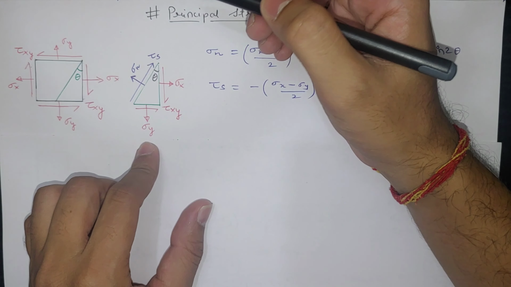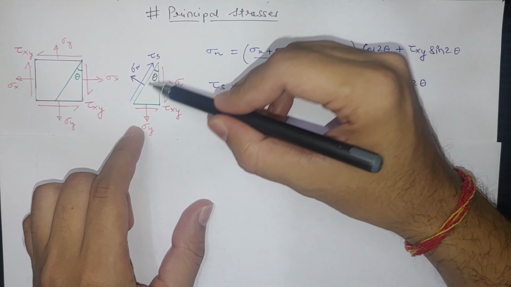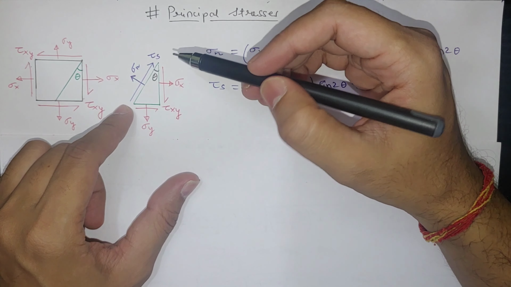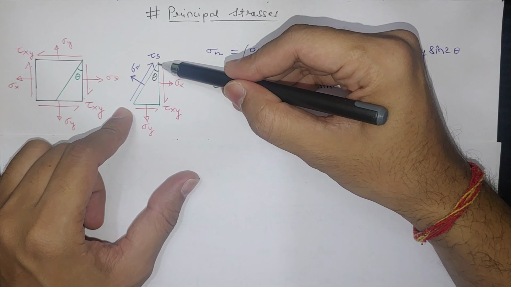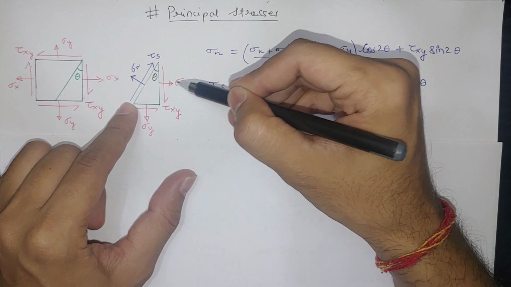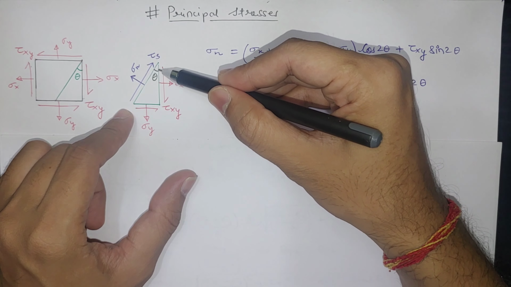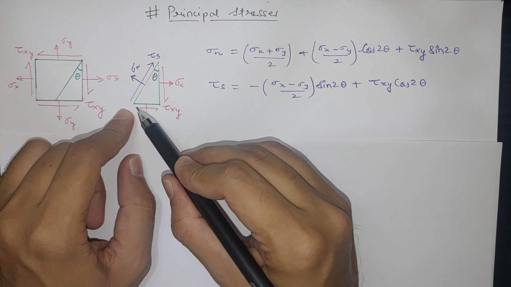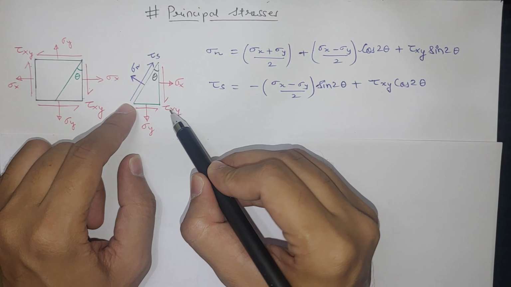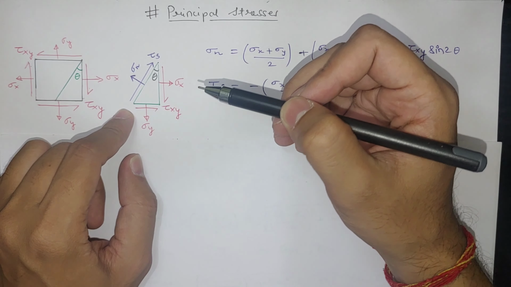So now I'm drawing a free body diagram of one half of this element. Here, if you see, sigma x is acting here, sigma y downward, and each particular stress is acting on one particular plane. This sigma x is on this plane, sigma y is on this plane. This shear stress is acting on this plane, and on the bottom plane there is a similar shear stress. So there is a tau xy acting on these planes.